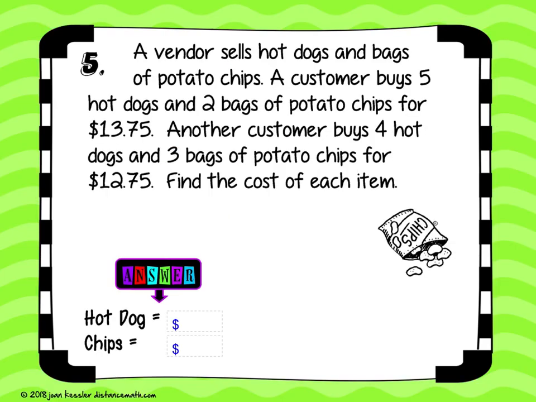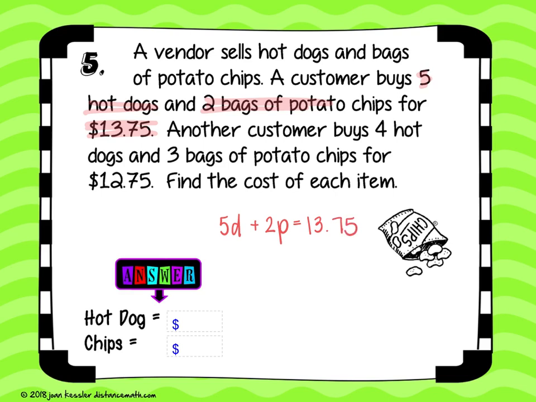For this next one, a vendor sells hot dogs and bags of potato chips. A customer buys 5 hot dogs and 2 bags of potato chips for $13.75. So there's the information for our first equation. So 5D plus 2P equals $13.75.